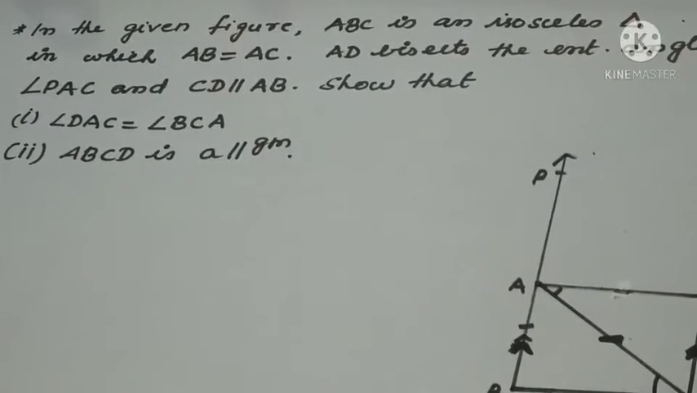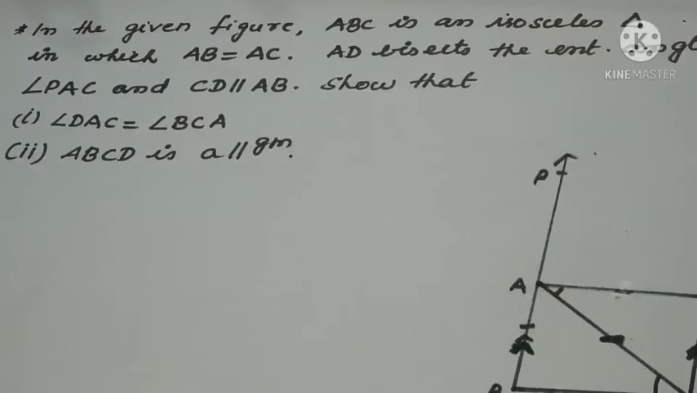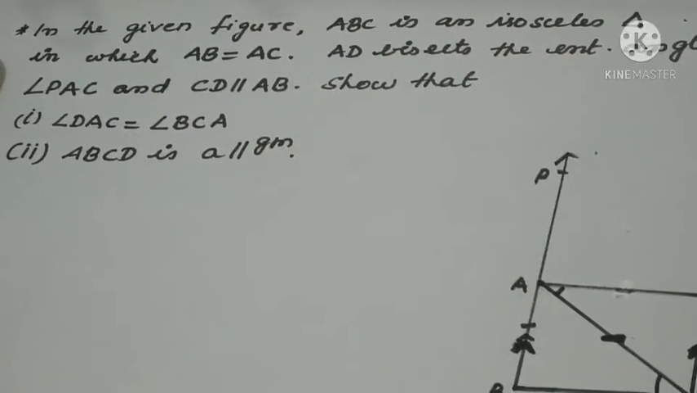Good morning, children. In the given figure, ABC is an isosceles triangle in which AB equal to AC, AD bisects exterior angle PAC, and CD parallel to AB. Show that angle DAC equal to angle BCA, and also ABCD is a parallelogram.